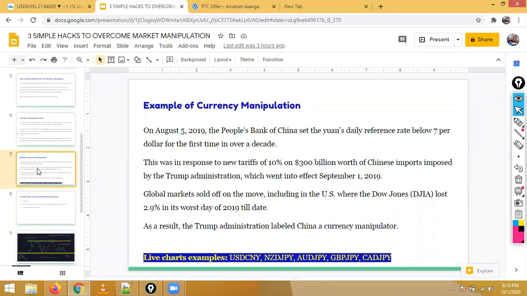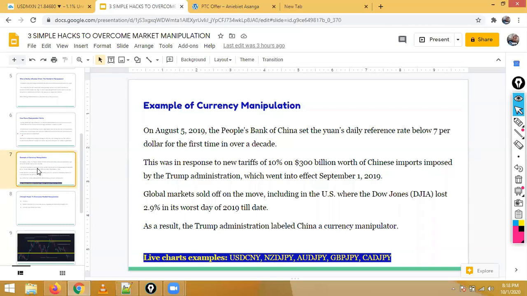So the global market sold off on the move, including in the US too. Even the Dow Jones lost about 2.7% in its worst day of 2019. Since 2019 till date, the Dow Jones has not lost up to that. As a result, the Trump administration labeled China a currency manipulator.